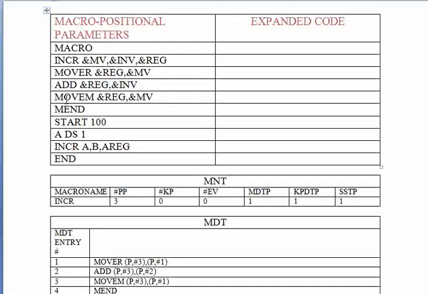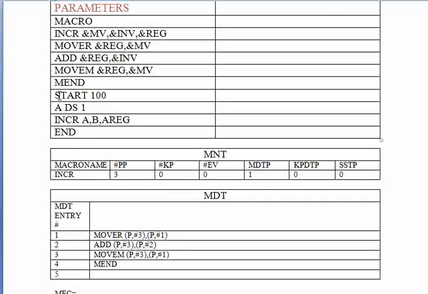After that it sees that there are no more macros in our program, and we finish processing this INCR and see that KP is 0. So KPDTP is set to 0, saying there are no keyword parameters, and since there are no sequencing symbols, SSTP is also set to 0. So this finishes pass 1 of our macro processor. We need to go to pass 2, which is basically related to the expansion. The first line it sees after MEND is START. So what it does is compare START with the name of the macro, which is INCR.